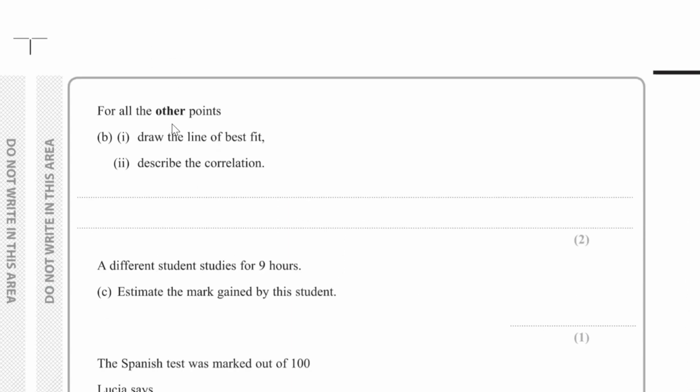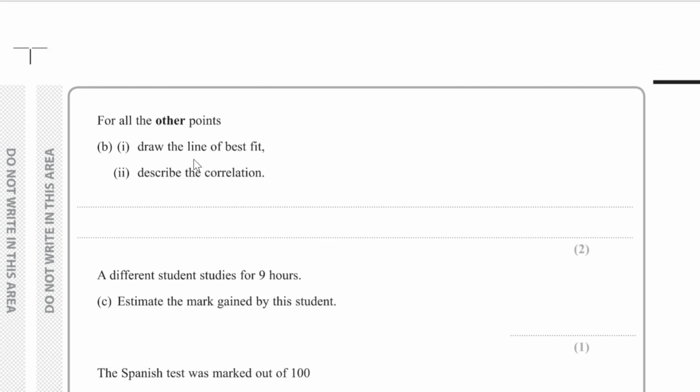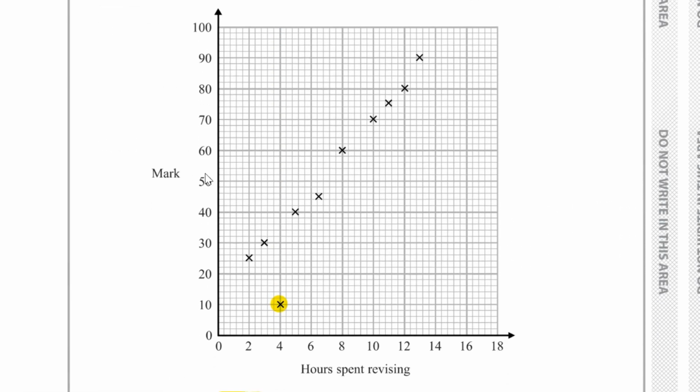For part B, for all other points, for the first part of part B, we have to draw the line of best fit. So if we go back to the graph, a line of best fit goes through as many points as possible. So we have something looking like this for our line of best fit. You can see it goes through as many points as possible. We want roughly the same amount of points above the line as there are below the line. So therefore, this is the line of best fit.